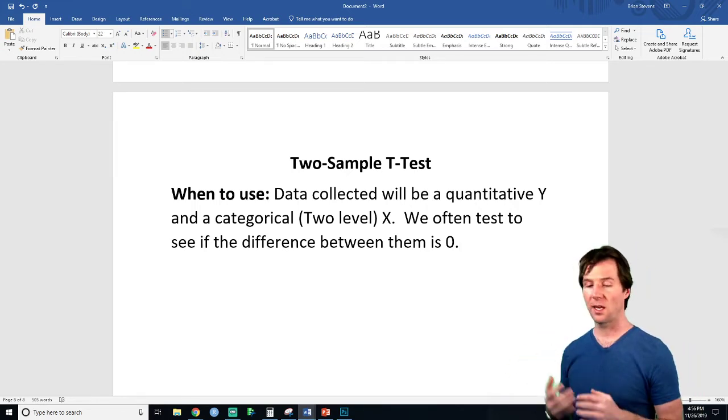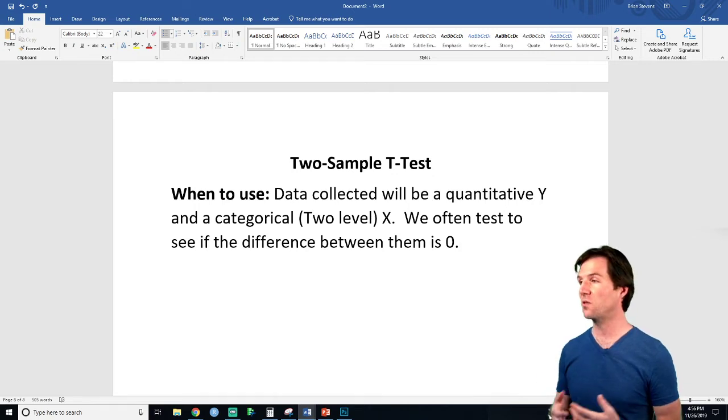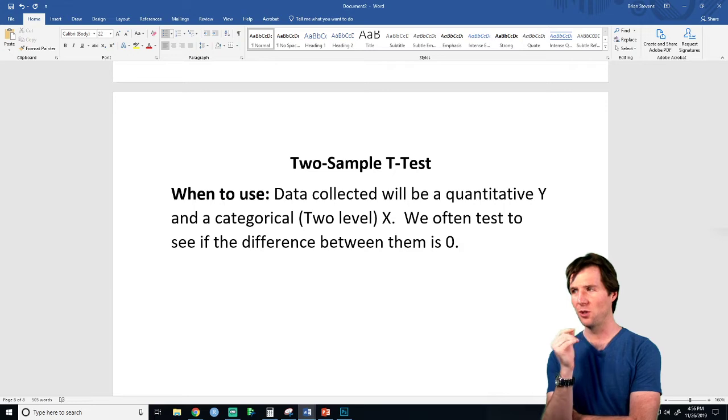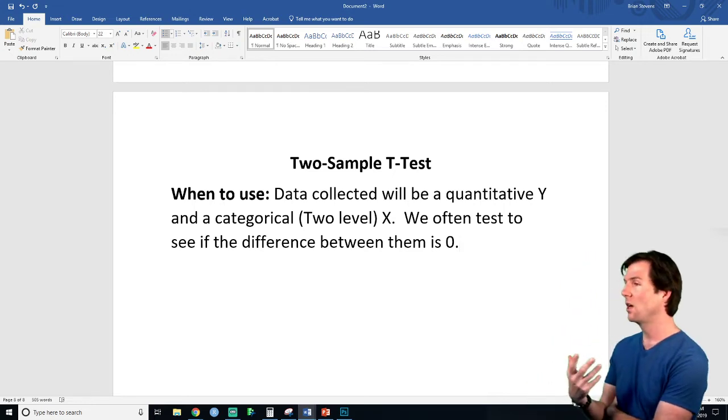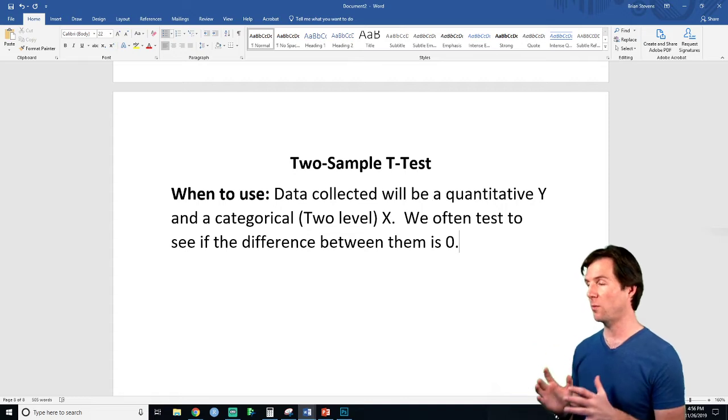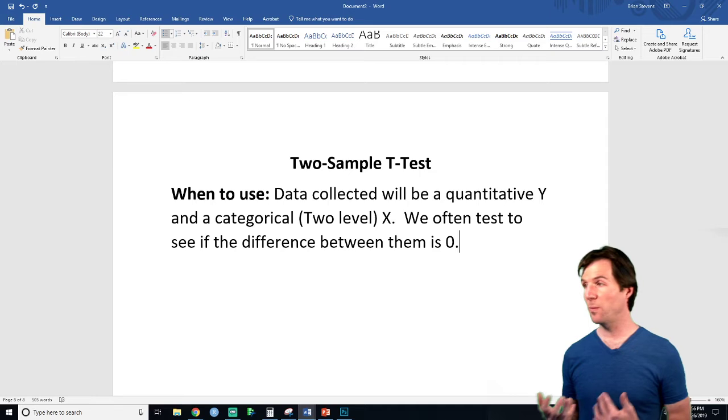So we have to do things like, let's test the heights of juniors in college versus seniors in college. Someone says, I think seniors are actually taller than juniors. We'll do that right here. We're going to test the heights of juniors versus seniors. If you notice, we have 2 levels to a categorical variable, and then we have a quantitative y, like height. So we need to collect data from both groups.